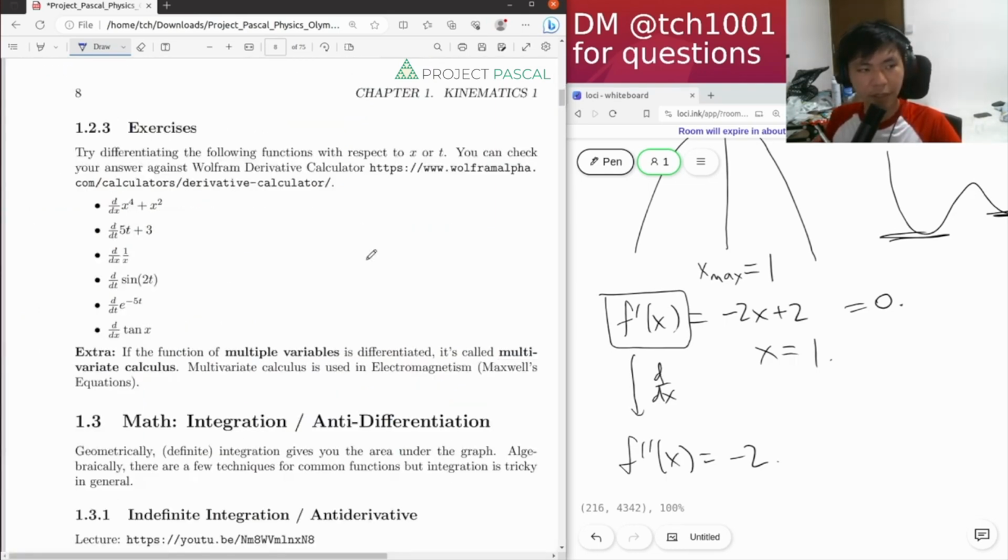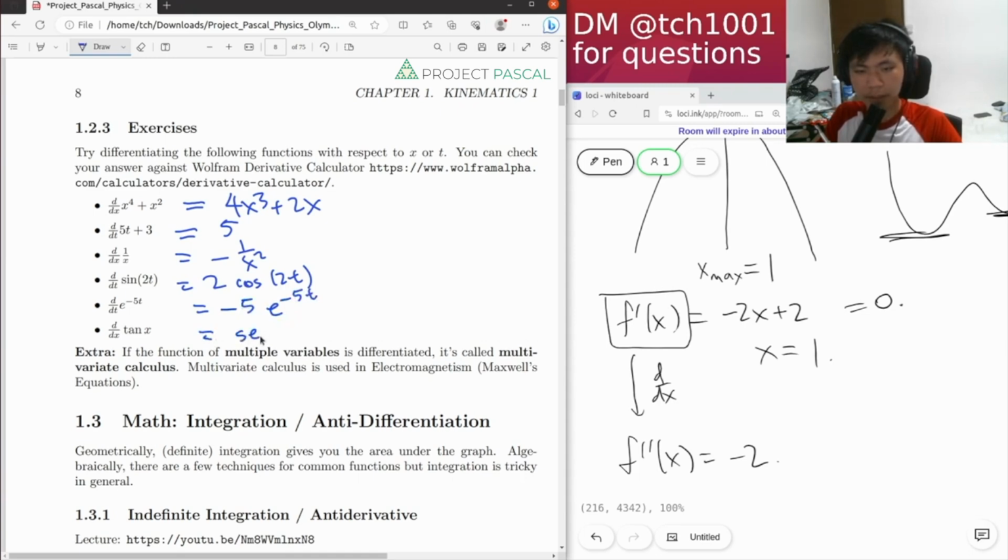Now, I invite you to try the following exercises. You can pause the video, and I'm just going to quickly write the answers out. Okay, so now the answers to these are going to be 4x^3 + 2x. The answer to the next one is going to be 5. The answer to the next one is going to be -1/x^2. The next one is 2 cos 2t. The next one is -5e^(-5t). And the last one is going to be sec^2 x.